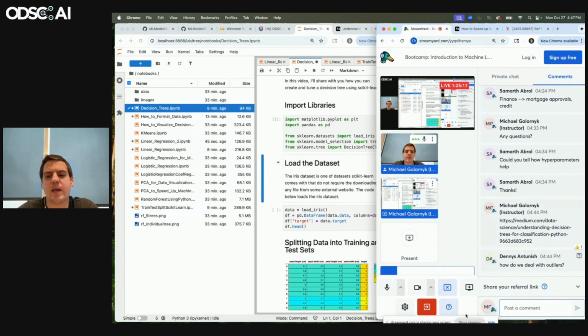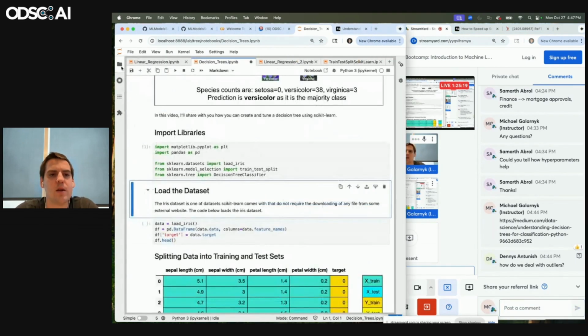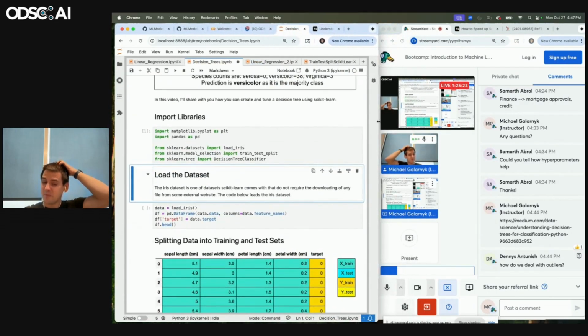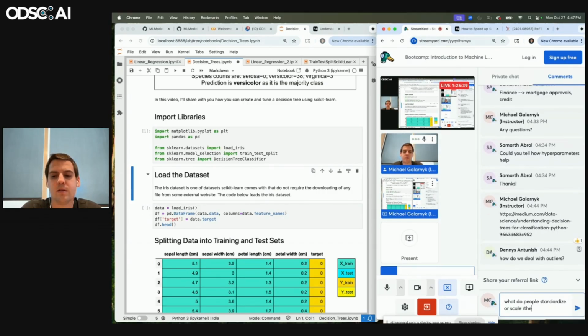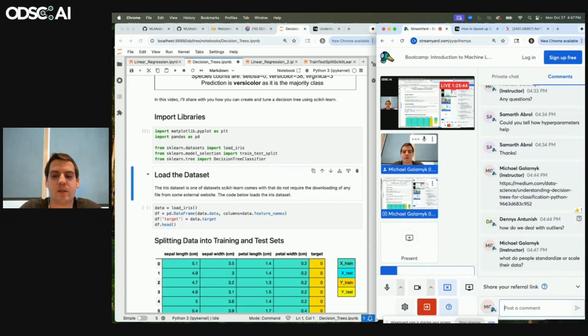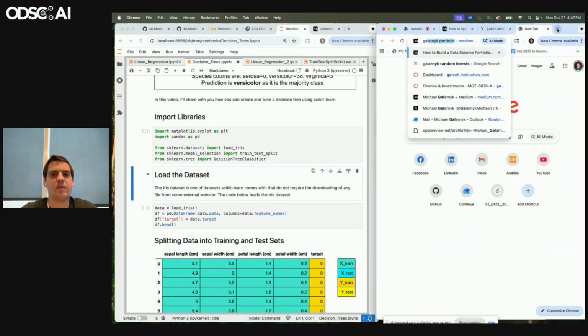Okay, so Denny's asked, how do we deal with outliers? Well, there are a lot of different ways you can deal with outliers. One way is you can transform your data. So if you go to GPT right now and ask a question like, why do people standardize or scale their data? This is one way people deal with outliers. By standardize, I mean something like the following.